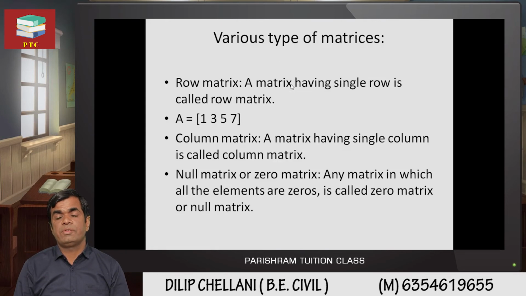Various types of matrices. Row matrix. A matrix, if it is having only a single row, is known as row matrix. For example, it is given that A equal 1, 3, 5, 7. Here, one row is there, so this is known as row matrix. Column matrix. A matrix having single column is called column matrix. Null matrix. Any matrix in which all the elements are 0 is known as zero matrix or null matrix.